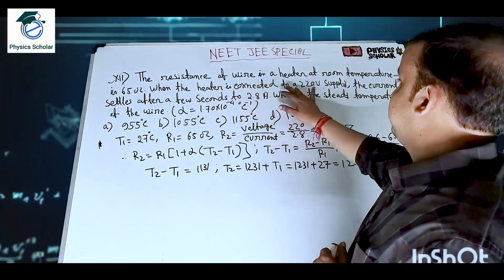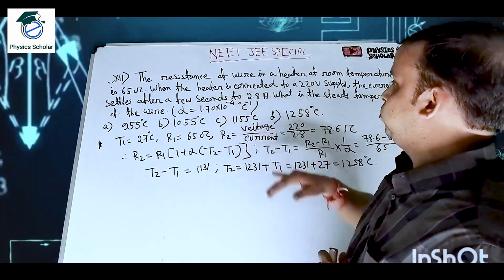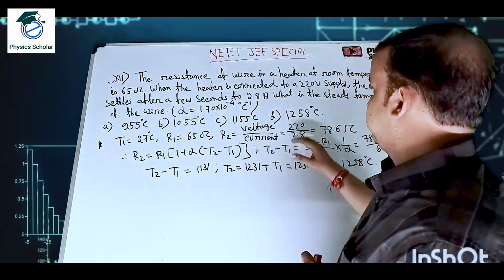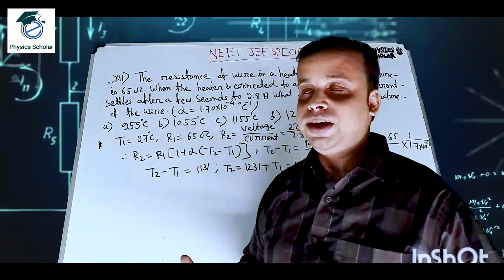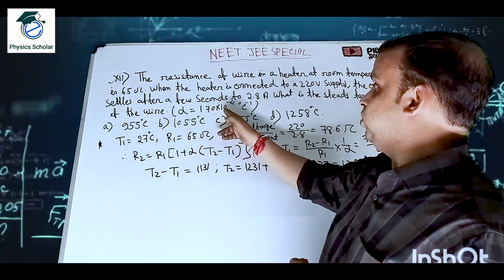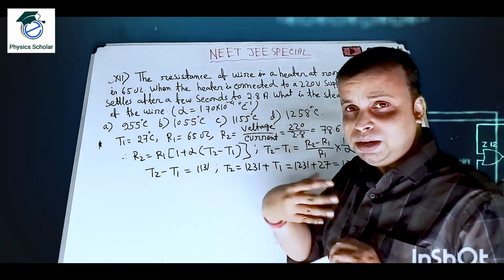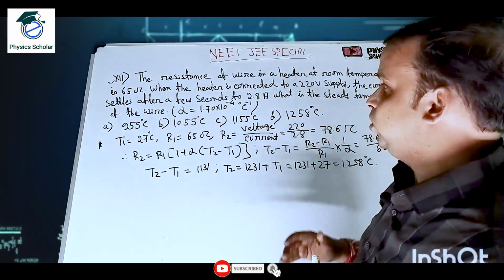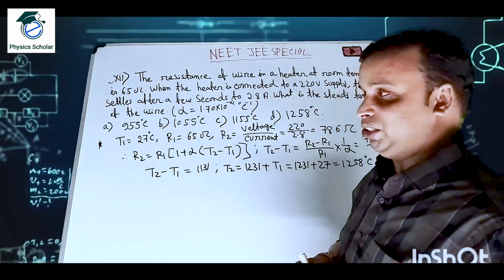When the heater is connected to a 220 volt supply, the current settles after a few seconds. That means the flow of current is 2.8 ampere, and the voltage of the supply is 220 volt. What is the steady temperature of the wire? That means the temperature of the wire we have to find out. And alpha, the temperature coefficient of resistance, is given as 1.70 into 10 to the minus 4 per degree centigrade. This type of sum is a little bit different from what we have done earlier. This variety of sums is very important for the NEET and JEE examination.